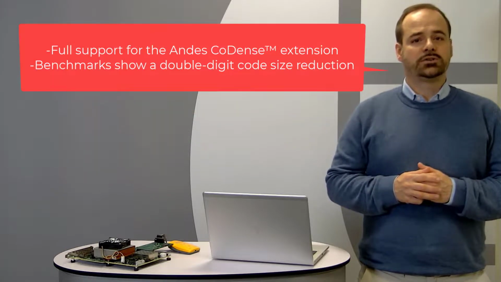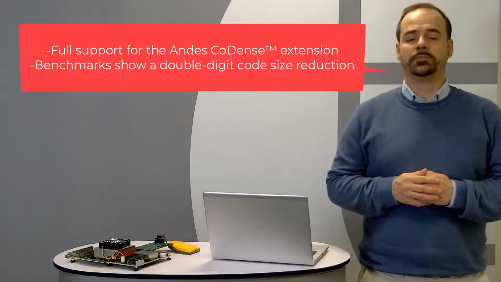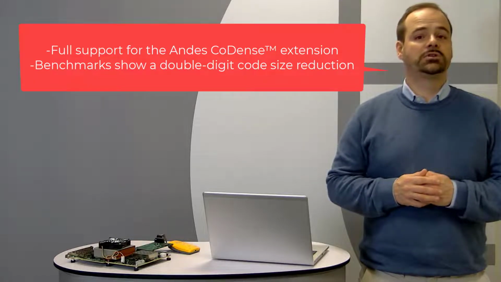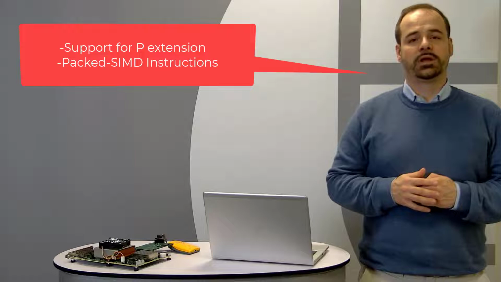And we are adding full support for the Andes CoDense extension, enabling code size compression on top of the RISC-V C extension. Our benchmark showed a double-digit code size reduction. We also added the P extension, focusing on accelerating the performance of applications.